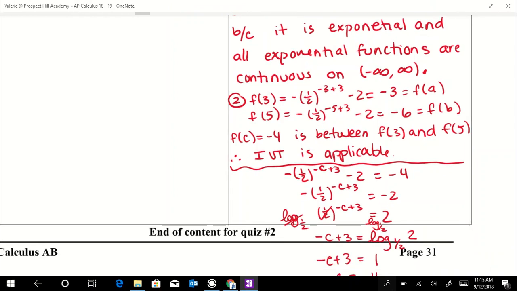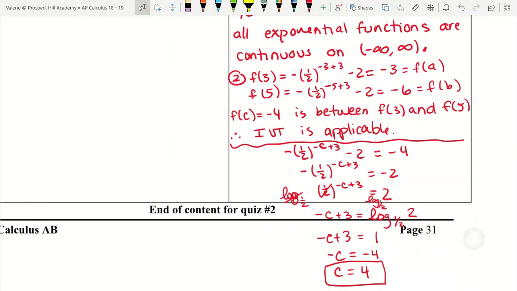At this point, we've done all the work necessary for quiz 2. The problems that you should be working on the homework go up to problem number 69. So get through those to prepare for quiz number 2.